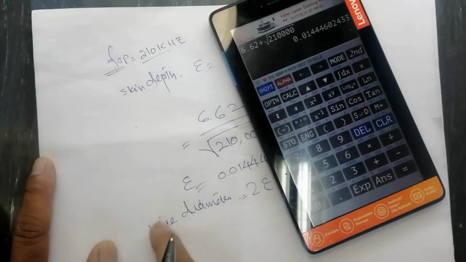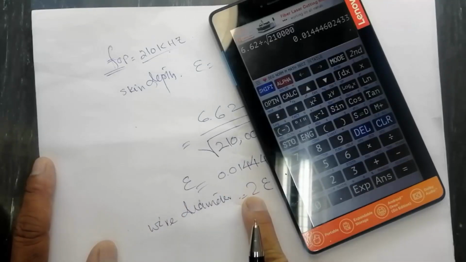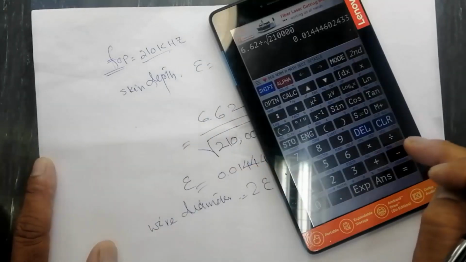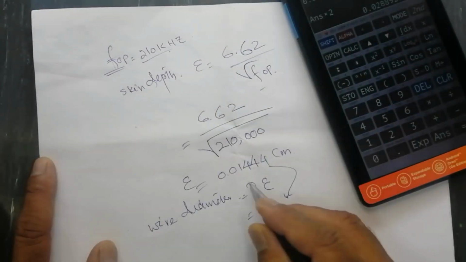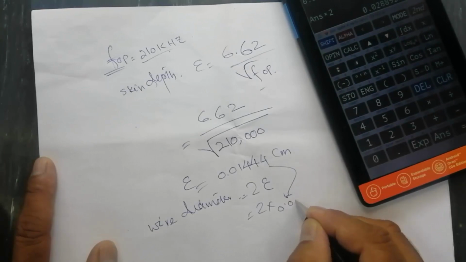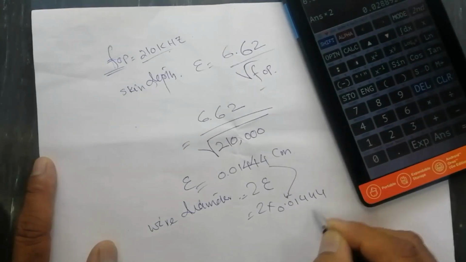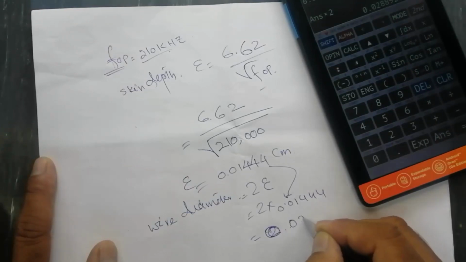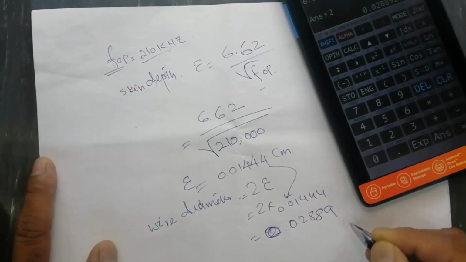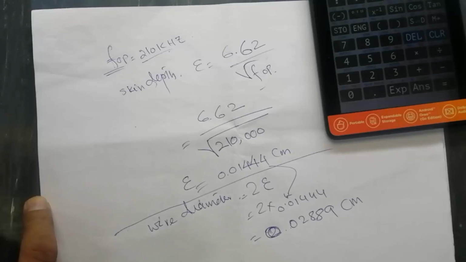To calculate the wire diameter, multiply the skin depth by 2. It is 0.02889 centimeter. This is the wire diameter.